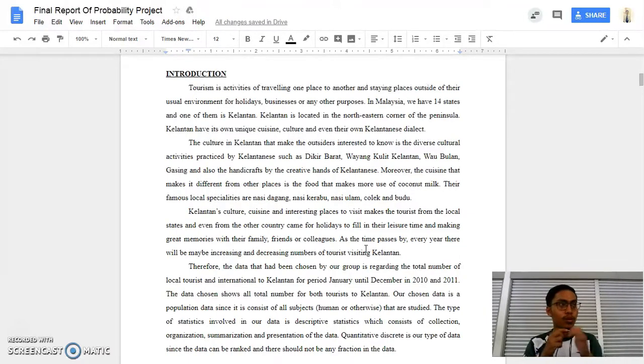Now we should understand the meaning of tourism. Tourism is the activity of traveling from one place to another for any purpose. Tourism gives benefit to our economy, and we learn statistics and probability. We should discover how much income comes from tourism, and after this, our members will explain more about this project. Thank you.